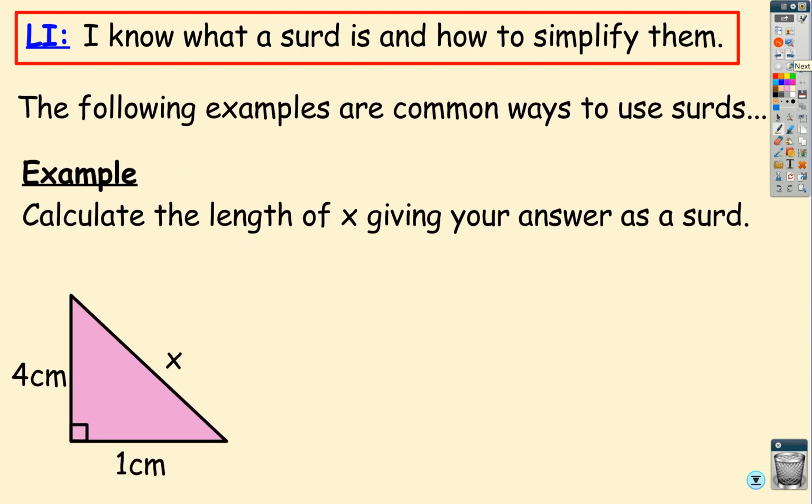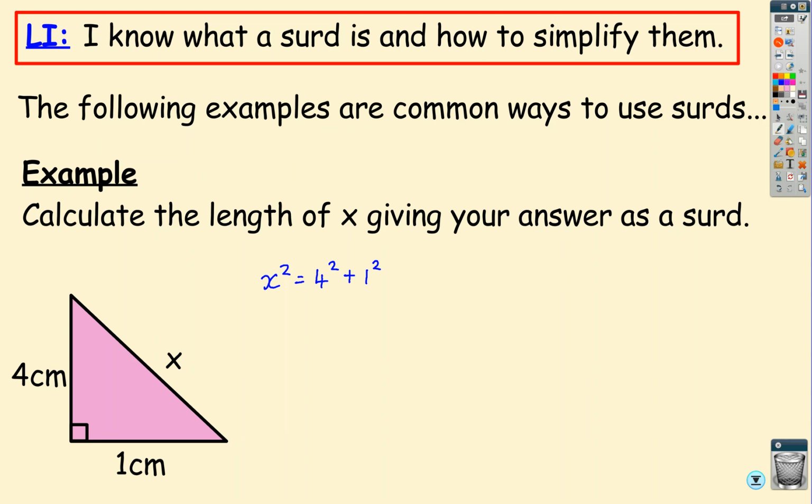Now, some of these are very common examples of how to use surds, particularly what you're asked about at National 5. So we've got a triangle, calculate the length of x, giving your answer as a surd. Right, so what are we to do with this? Well, it's a right angle triangle. To find the length of the longest side, we'll use Pythagoras' theorem. X squared equals 4 squared add 1 squared.